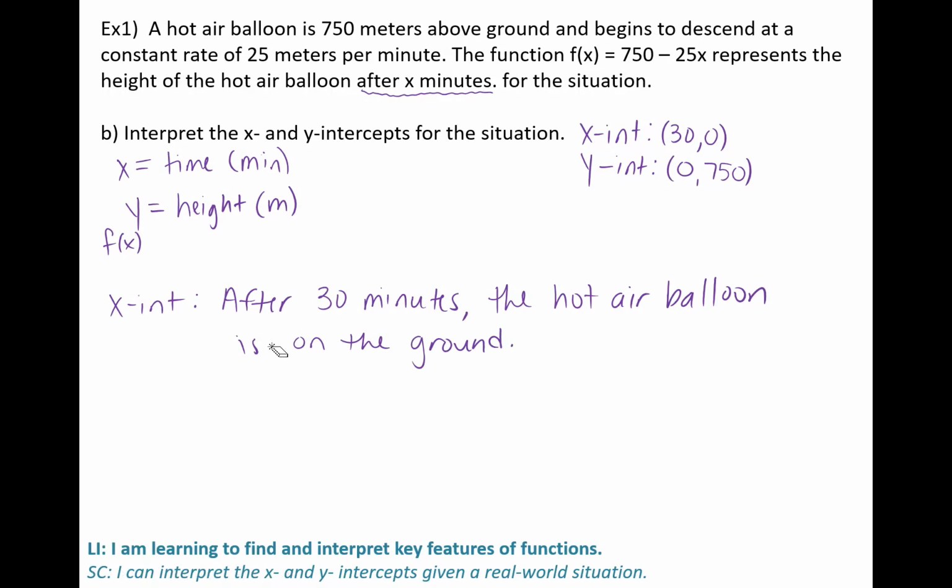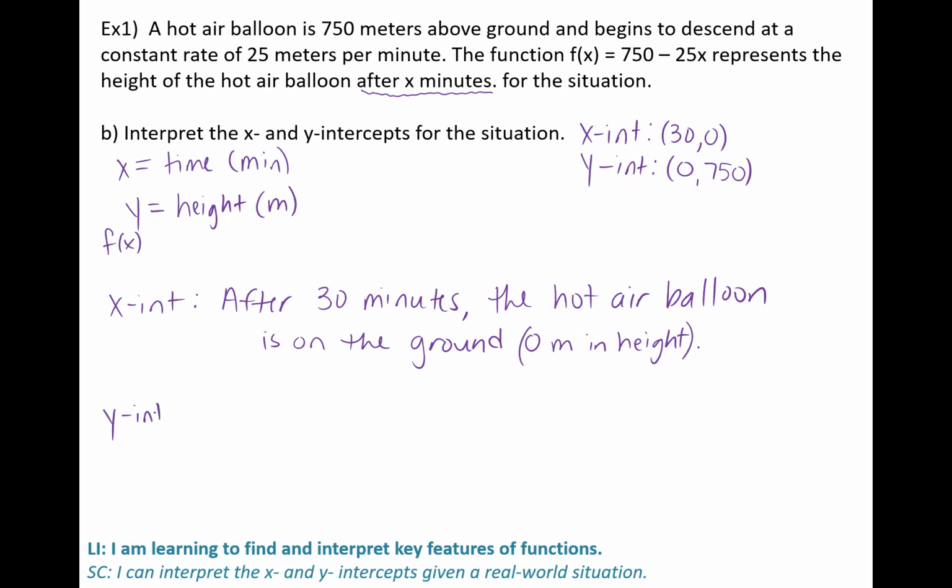Just to make it super clear, the part where it says "is on the ground" is the part that represents the 0. This is 0 meters in height. If you wanted to write that, you could, but this way of talking about it makes a little more sense in English. We don't tend to say it's 0 meters off the ground. We would just say it's sitting on the ground. So there's our x-intercept.